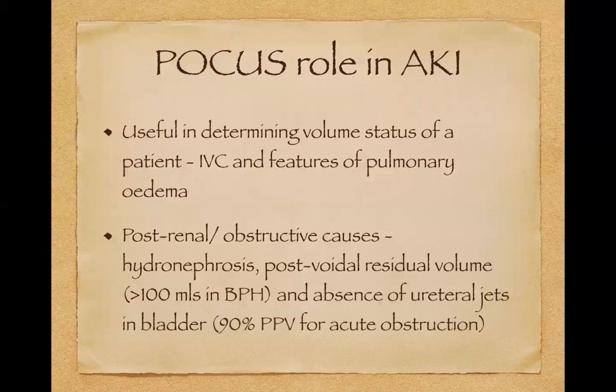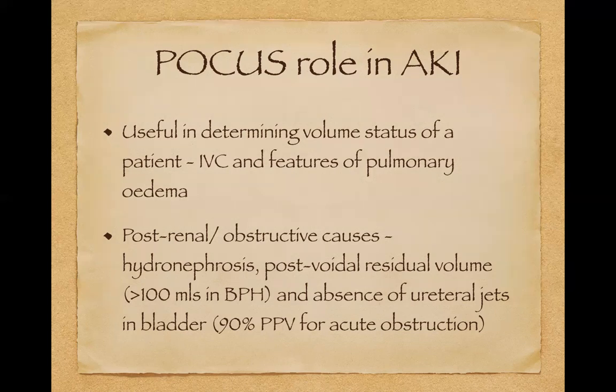So as I mentioned, POCUS is always a very valuable tool in the ED, and it's no different in AKI. It's very useful in determining the volume status of a patient. When you suspect that the patient is clinically fluid overloaded, you can look at your IVC as well as any features of pulmonary edema. And then obviously in obstructive causes, you look for hydronephrosis, and you can even measure a post-void residual volume. Usually a post-void residual volume of more than 100 mLs is found in your BPH patients.